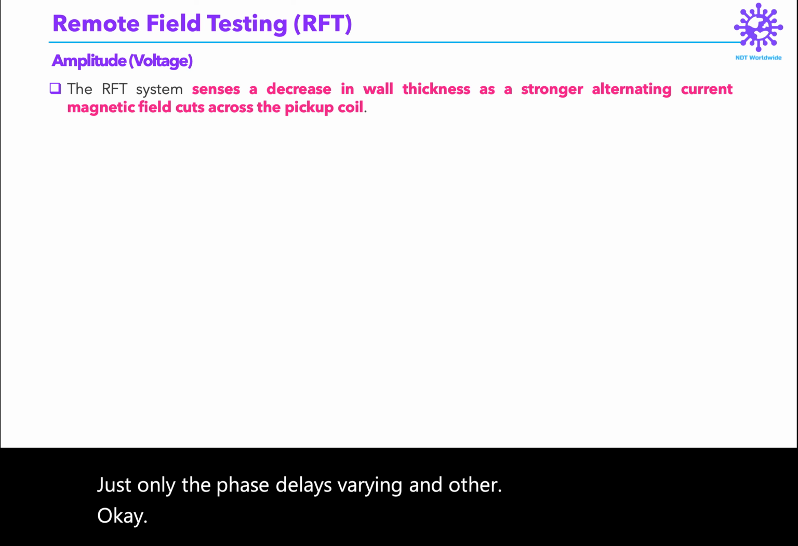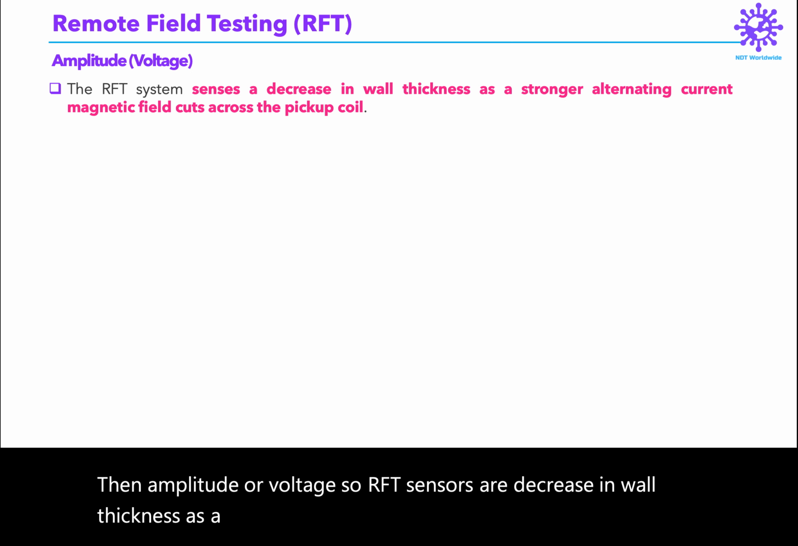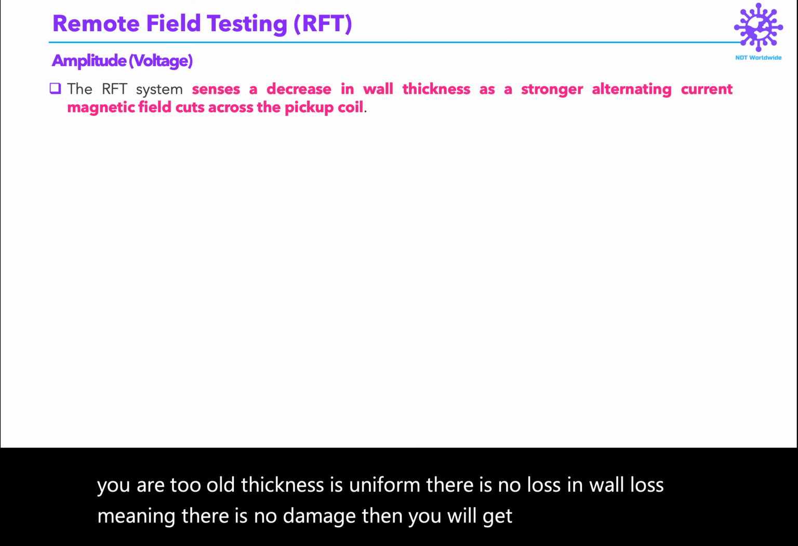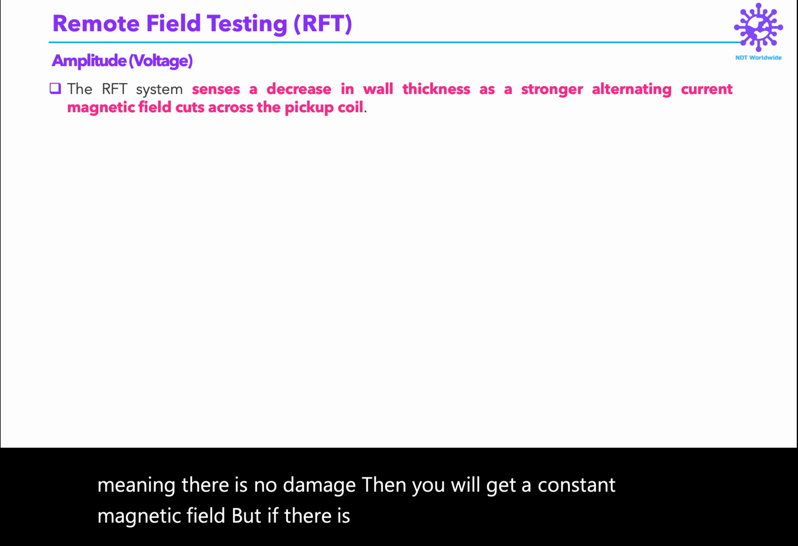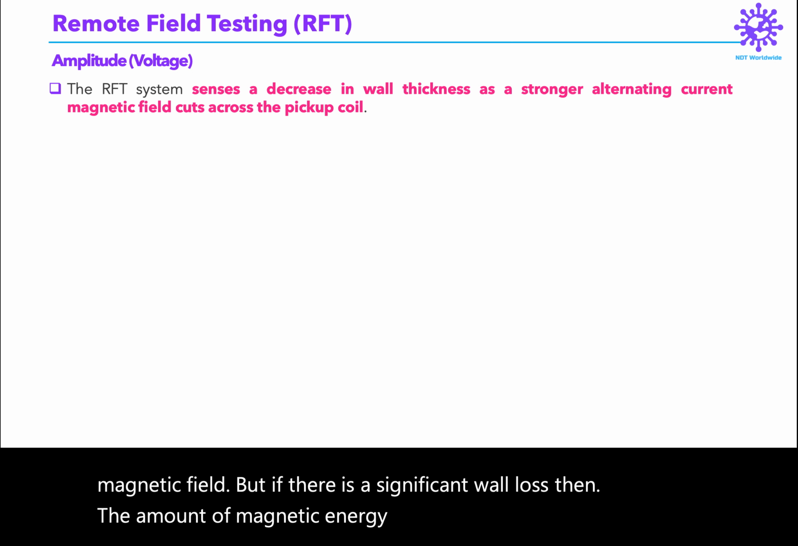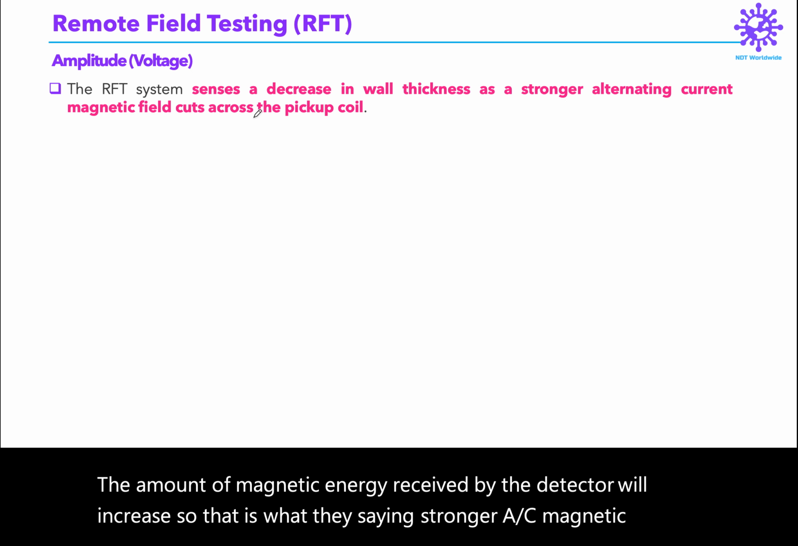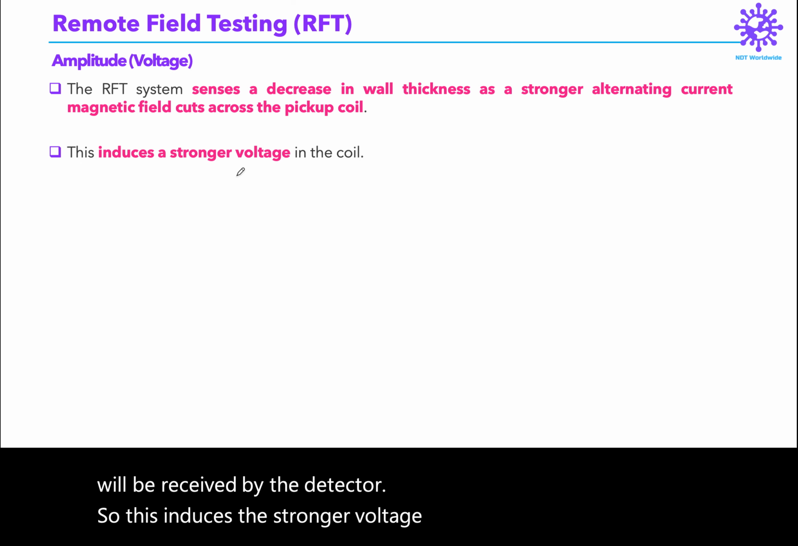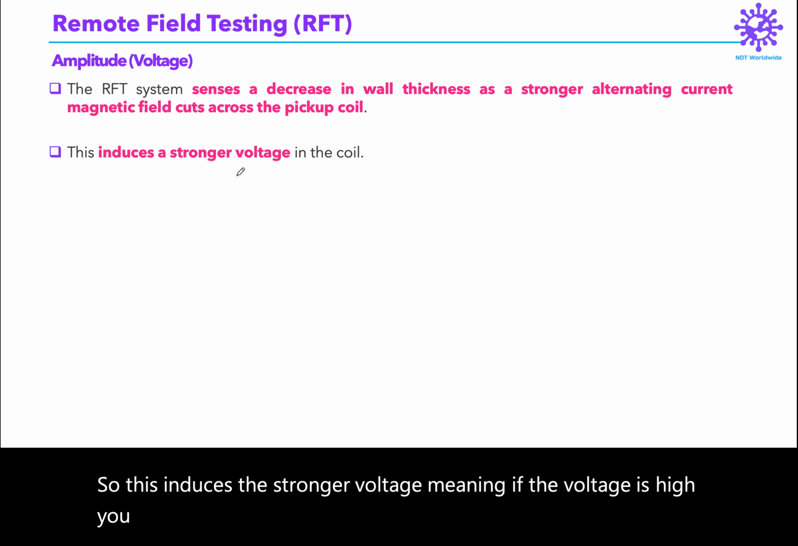Then amplitude or voltage. RFT senses a decrease in wall thickness as a stronger AC magnetic field cuts across the pipe. If your tube wall thickness is uniform, there is no wall loss, meaning there is no damage, then you will get a constant magnetic field. But if there is a significant wall loss, then the amount of magnetic energy received by the detector will increase. That is what they are saying, a stronger AC magnetic field will be received by the detector. This induces a stronger voltage, meaning if the voltage is high, you can say there will be some corrosion.